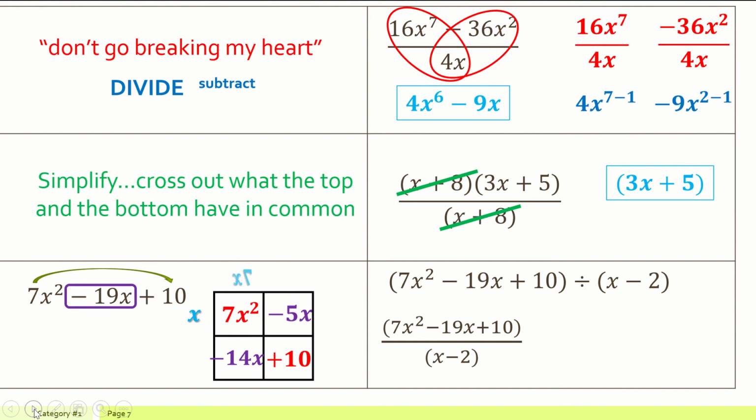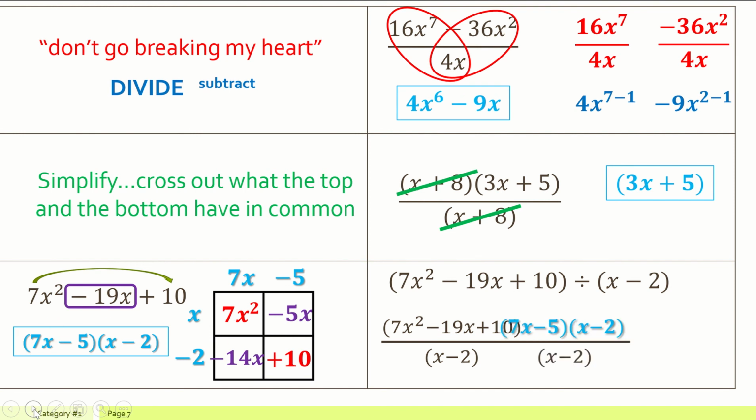So x times 7x would give me the first box as 7x squared. 7x times negative 2 is negative 14x, and x times negative 5 is negative 5x. So my factors are 7x minus 5 and x minus 2. If I bring that over, I've said the bottom is already factored. I have now factored the numerator, or the top, and now I'll look to cross out any that they have in common. X minus 2 is in common in top and bottom, so I cross those out. So I'm left with 7x minus 5.